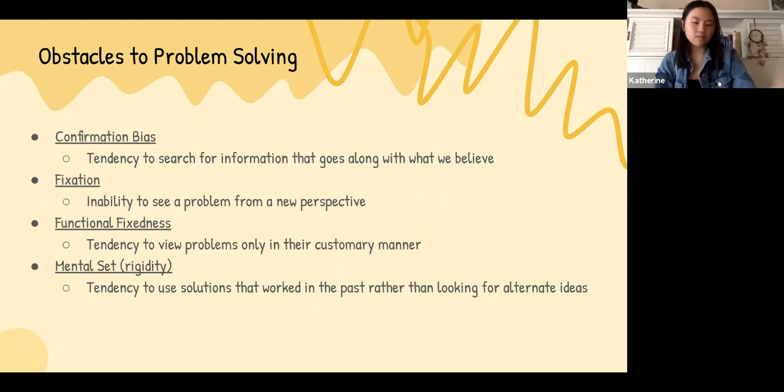And then we have mental sets. So this is a tendency to use solutions that worked in the past rather than looking for alternate ideas. So a lot of times it can end up being not as effective as if you actually just kind of thought of a new solution. If you're just kind of stuck on that one solution, it's going to end up being inefficient.